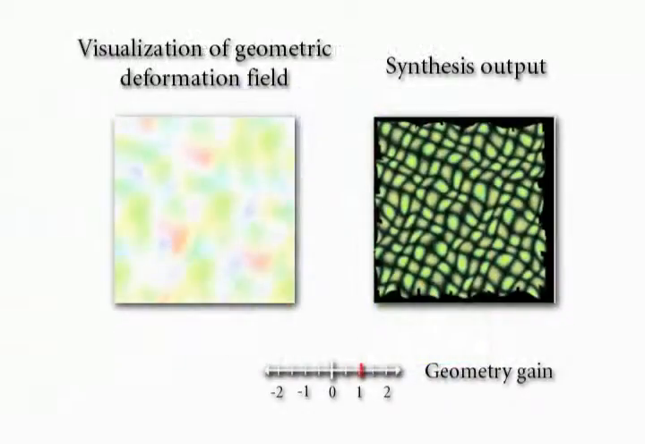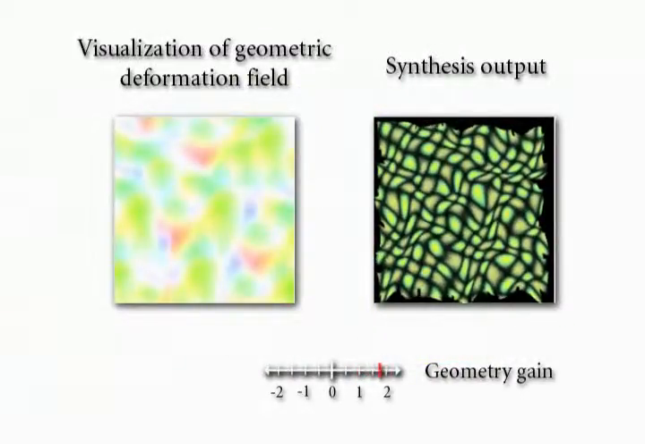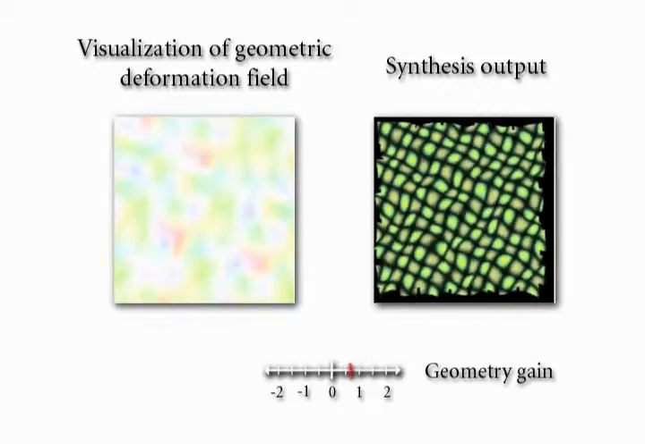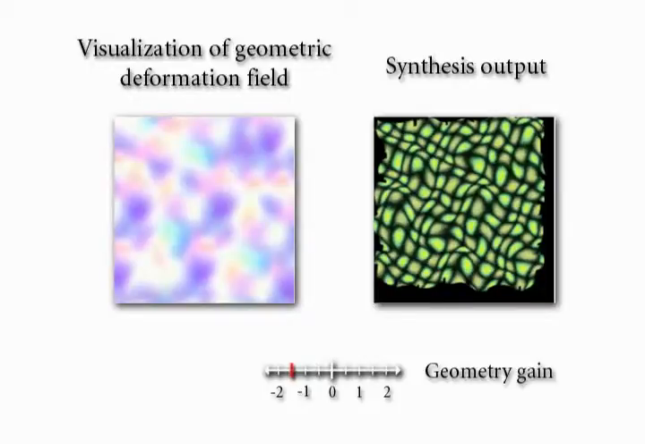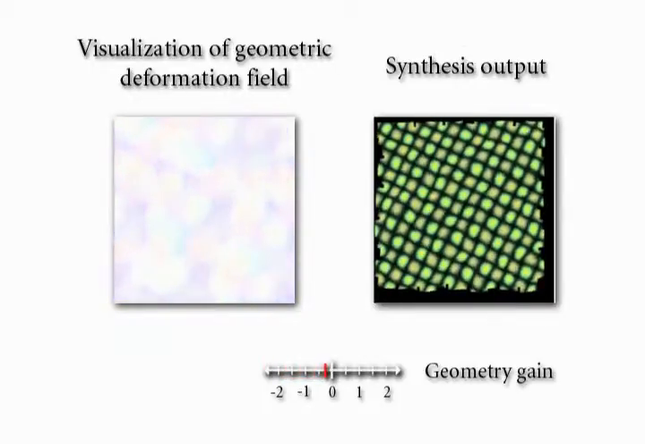Given the duality of the deformation field, we can also treat this functional deformation as a texture in its own right. Here it is viewed in an HSV color space. Here we alter the geometry gain in order to manipulate the magnitude of geometric deformation in the synthesis results.